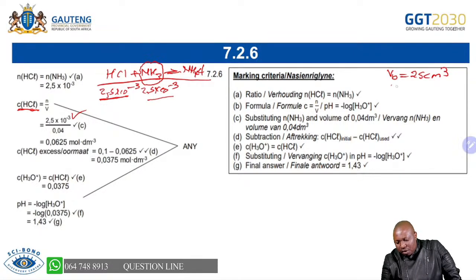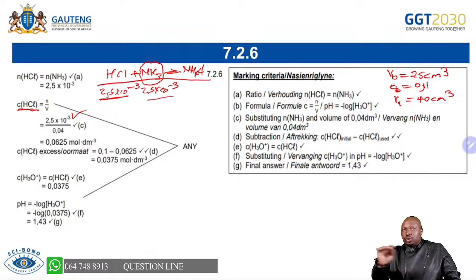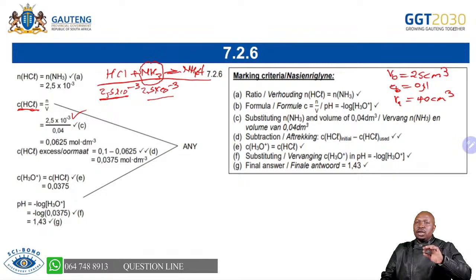We're given the concentration of a base as well, 0.1 mole per cubic decimeter. We're given the volume of an acid, which is our HCl, which was 40 cubic centimeters. So you have to multiply by 10 to the power of minus 3 or divide by 1,000. So when you divide 40 by 1,000, you will get the volume there.